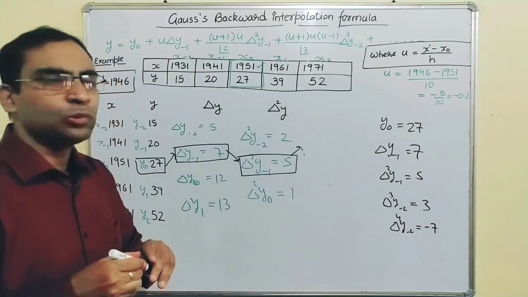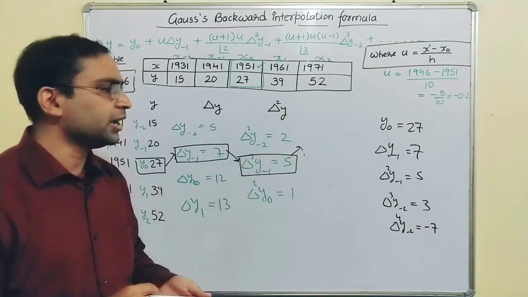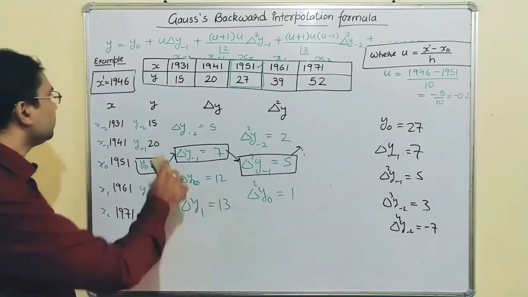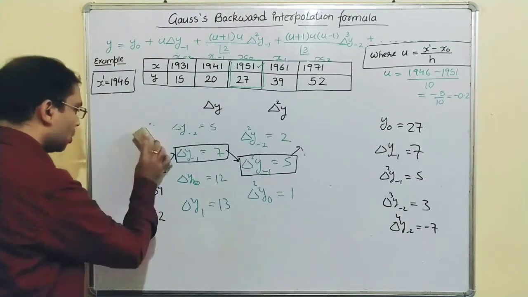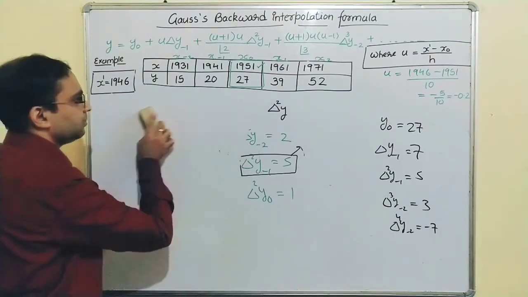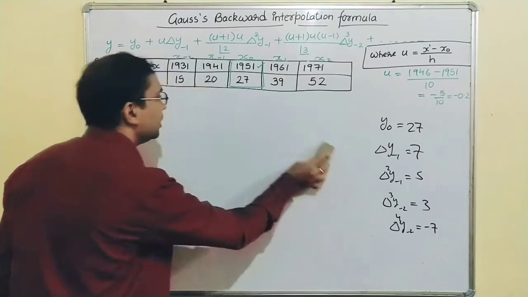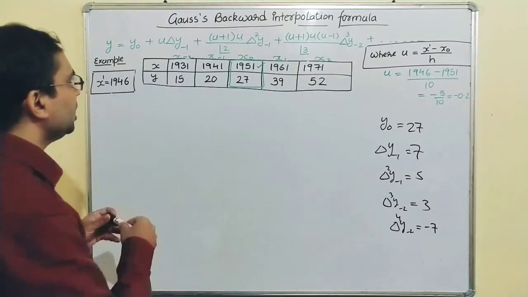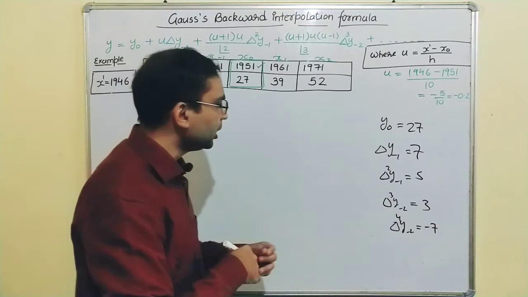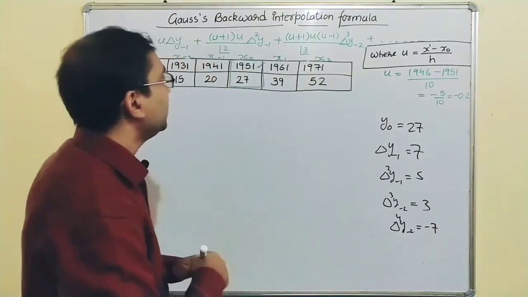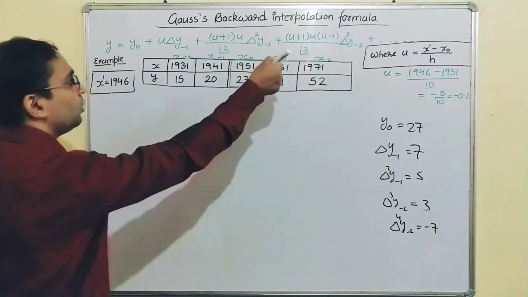So I have kept all the values safe. I have the value of u, I have the values of y. Now let me rewrite the formula according to the question. So let me write how many terms we'll be requiring. We'll be requiring terms till del 4 y minus 2. So we need one more term in this.